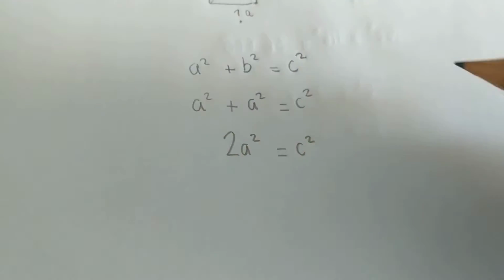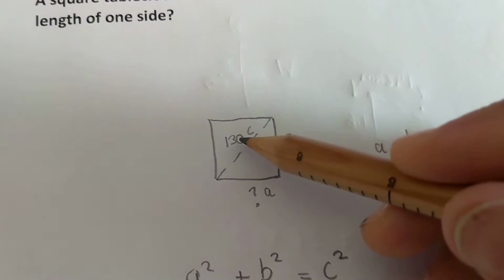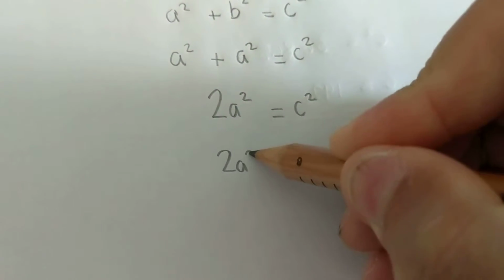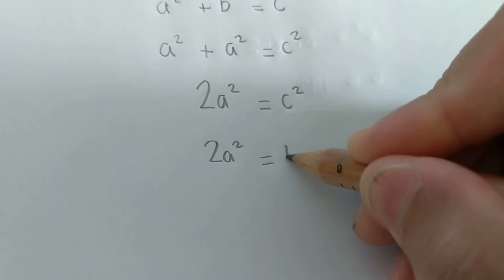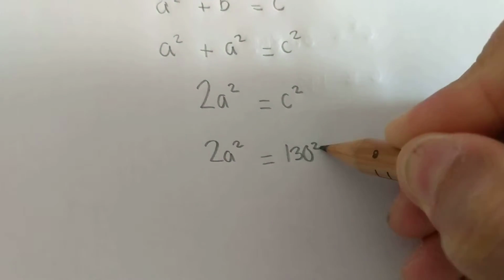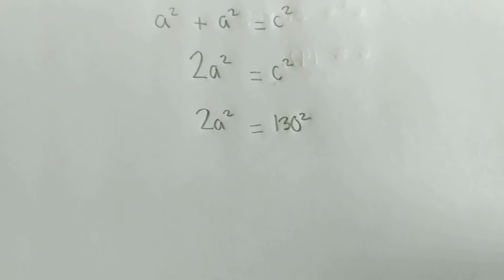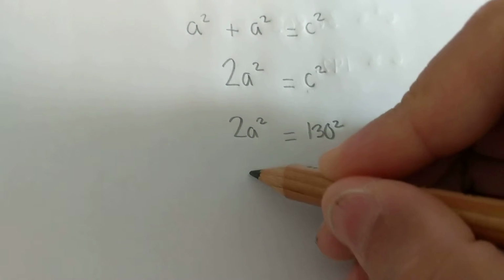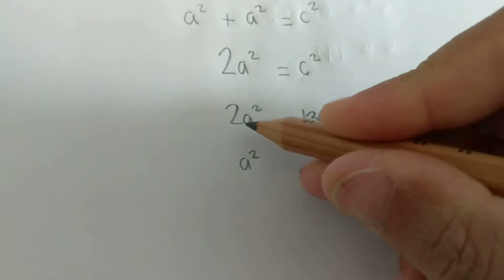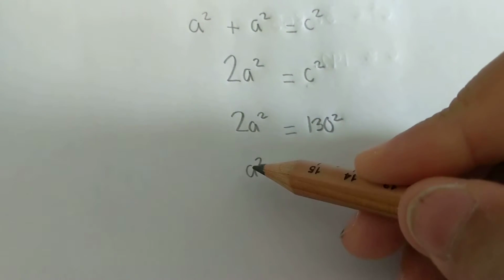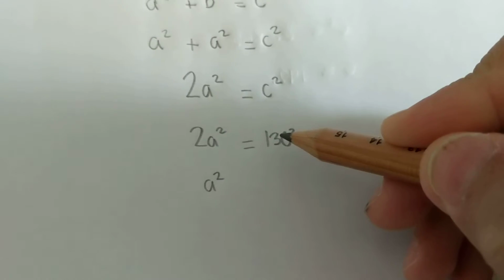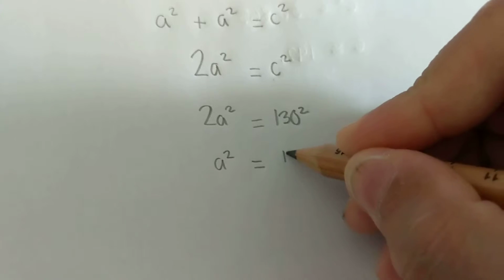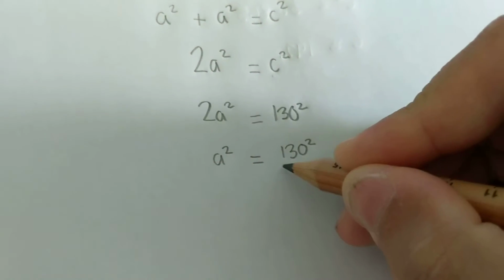Okay, and now we can actually put that in to there. So 2A squared equals 130 squared as well. Okay, so then what we'll do is we'll do A squared, because we're going to divide this side by 2 to make A squared. So that means we've got to divide that side by 2 as well. So A squared equals 130 squared over 2.